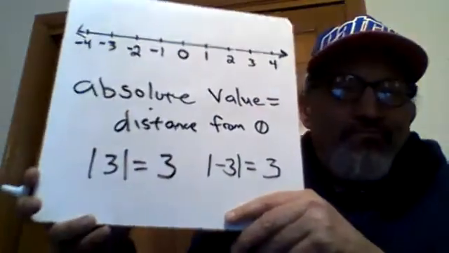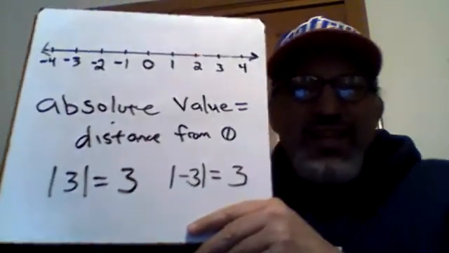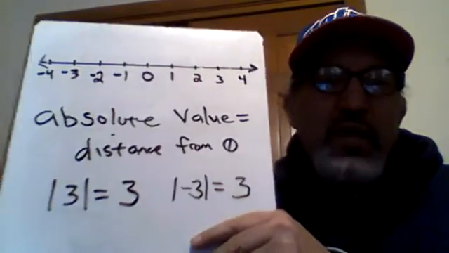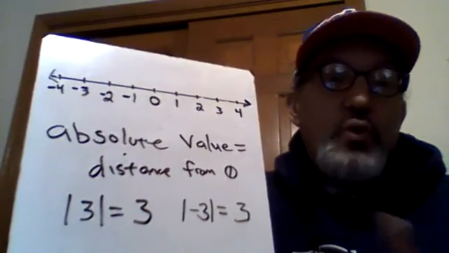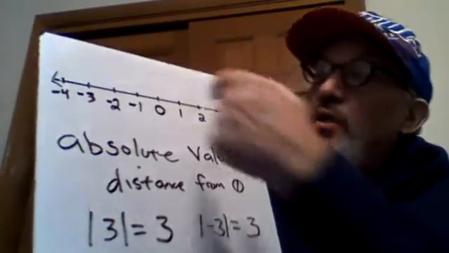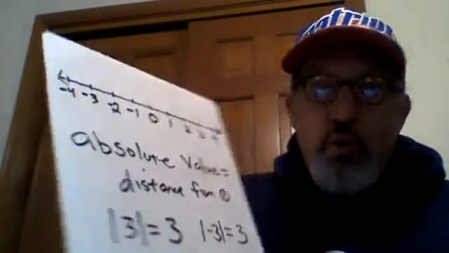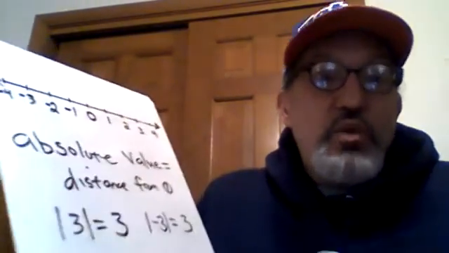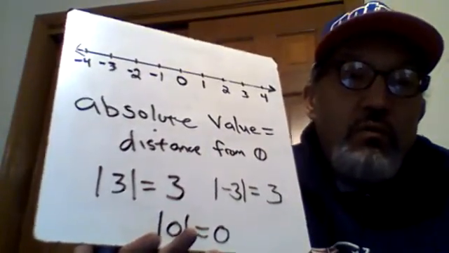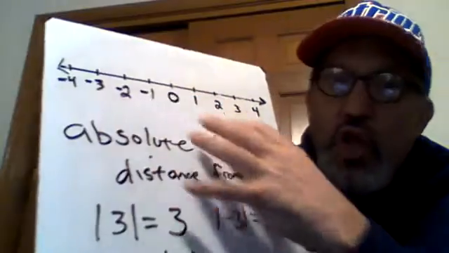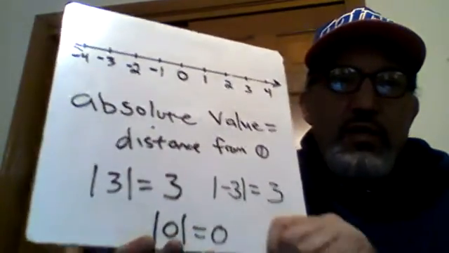There's no such thing as negative distance. Think about it. One thing being -3 feet from something else doesn't make any sense. Distance is always either positive or 0. If two things are right on top of each other, if 2 points on the number line are the same point, then the distance between them would be 0. So the absolute value of 0 is 0. How far away from 0 is 0? 0 units.